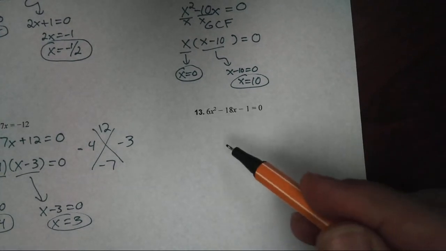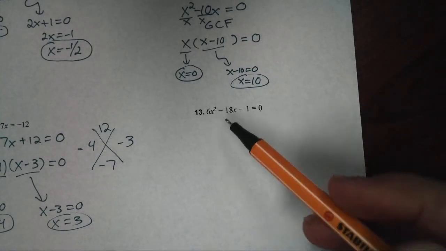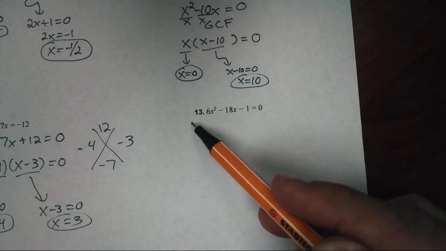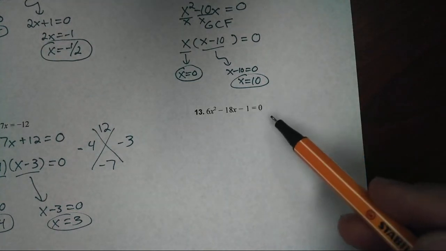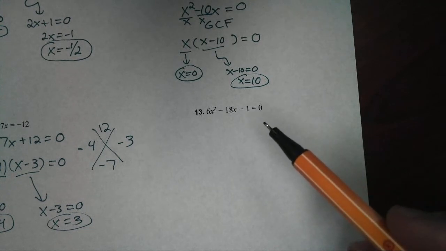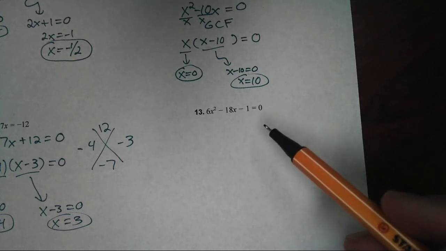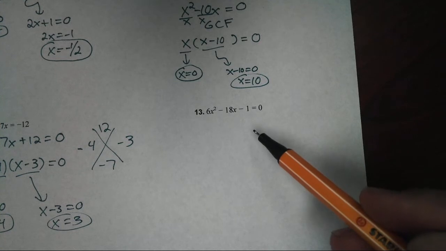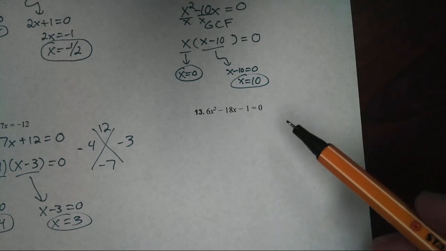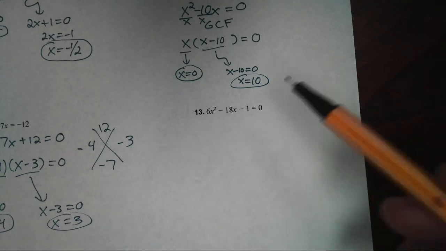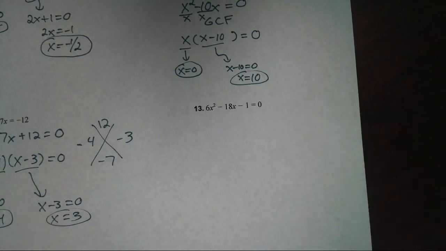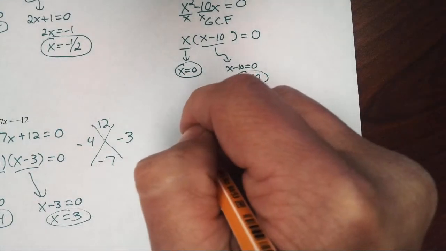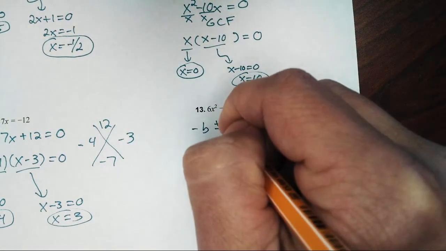All right, number 13. We've got our equation. It equals 0. So we've got options: factor, complete the square, and quadratic formula. So since we haven't done the quadratic formula on this one, let's use the quadratic formula. Because it's not going to be factorable. It can't be factored. So again, your quadratic formula will be given to you on the day of the test.